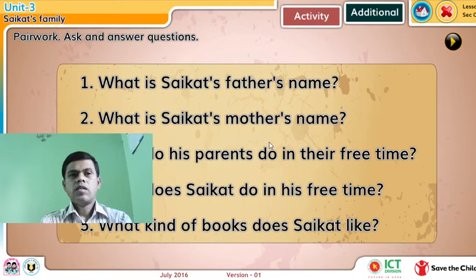Paragraph. Ask and answer questions. 1. What is Shoykot's father's name? 2. What is Shoykot's mother's name? 3. What do his parents do in their free time? 4. What does Shoykot do in his free time? 5. What kind of books does Shoykot like? Read out these questions and make answers following the passage we have already read.